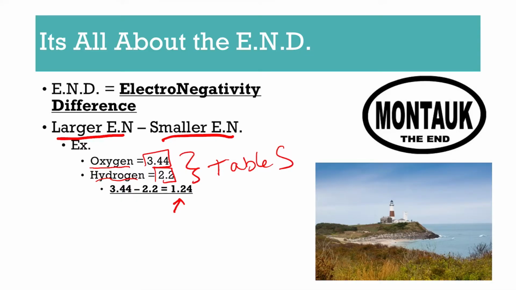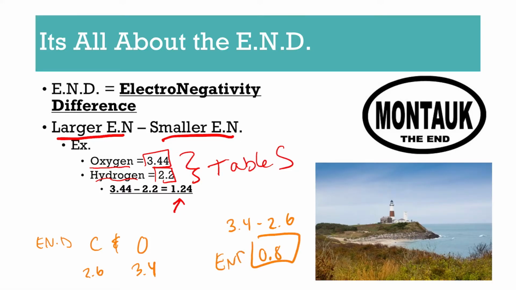So try this now. Try doing the electronegativity difference between carbon and oxygen. So carbon has an electronegativity of 2.6. Oxygen has an electronegativity of 3.4. So you do 3.4 minus 2.6, and you get 0.8. So that would be your electronegativity difference for that.